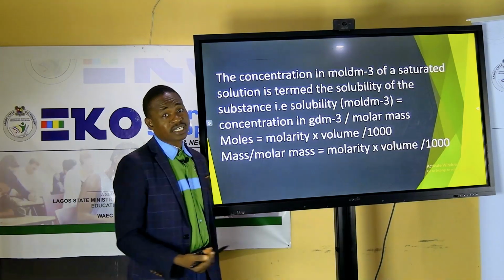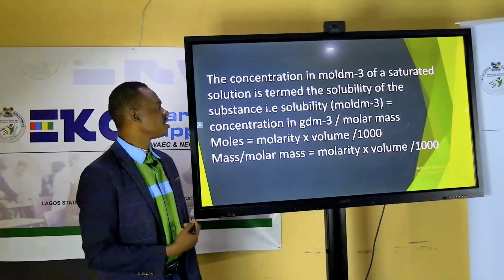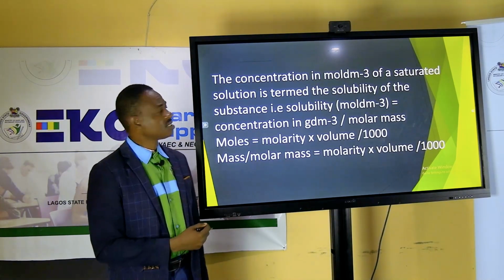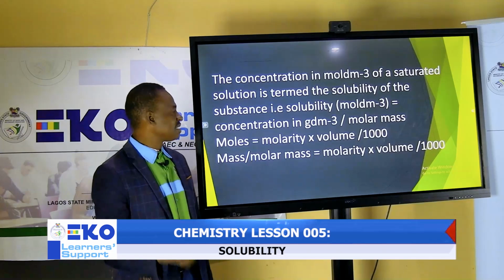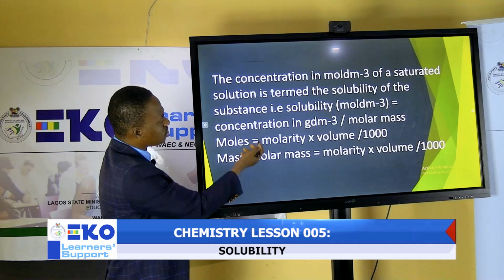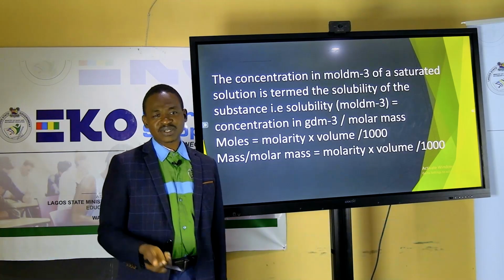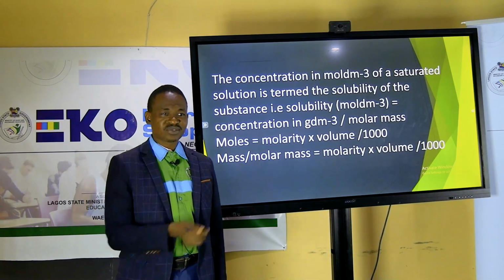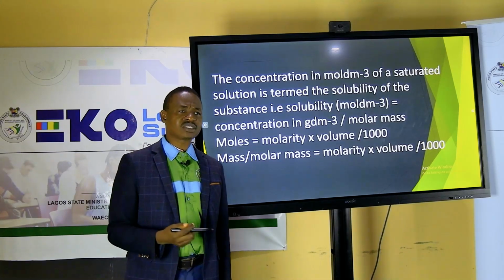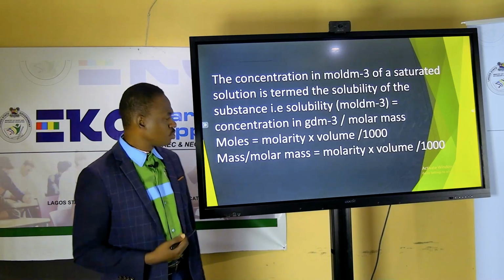Now, when you look at the board again, you notice that the concentration in mole per dm cube of a saturated solution is termed the solubility of the substance. That is, solubility in mole per dm cube is equal to the concentration of that particular solute in gram per dm cube divided by molar mass. So it's essential for you to note that. So in case you are asked to calculate the solubility of a given salt at a particular temperature, this formula can be of help to you.